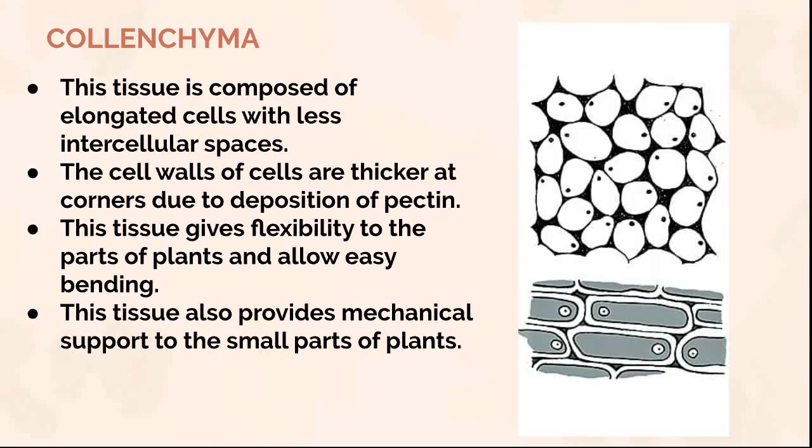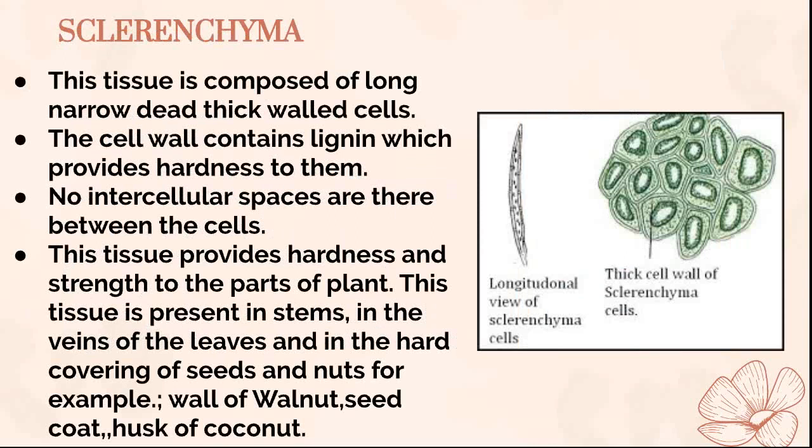Next, we come to sclerenchyma. Now, sclerenchyma is composed of long, narrow, and dead cells. These cells are thick-walled. Now, why are they thick-walled? The walls are very, very thick due to the deposition of lignin. The walls are so thick that there is very less space inside the cell, and there are no intercellular spaces.